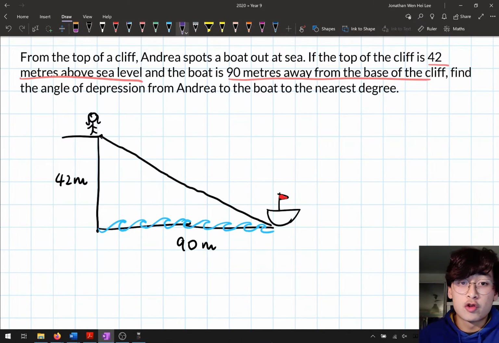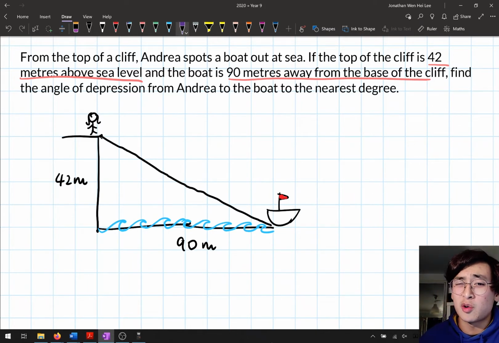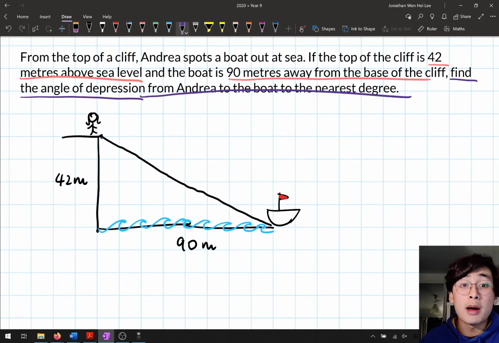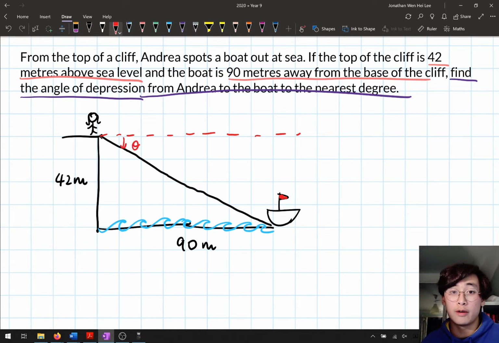Okay, so we've done step one. We've read the question, we've highlighted the keywords, and then we've also drawn a diagram to represent it. Okay, next part. We want to figure out what the question is asking us to do. Let's have a read. Find the angle of depression from Andrea to the boat to the nearest degree. If you remember angle of depression, we go from the horizontal from the top, and then we go down, and this is the angle that we're looking for.